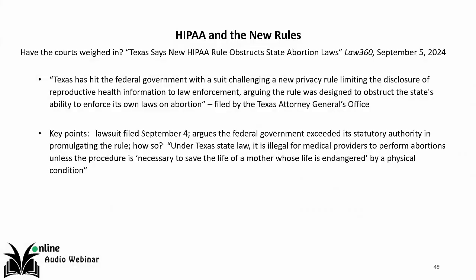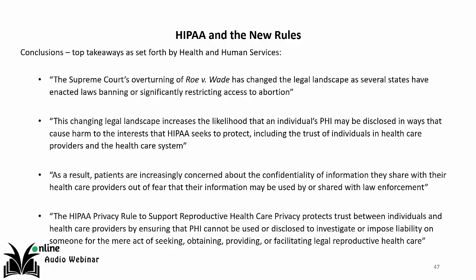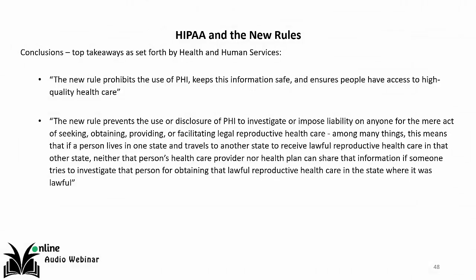So HIPAA and the new rules, you have to ask, it hasn't been around that long, have the courts weighed in? Health and Human Services has said, quote, the Supreme Court's overturning of Roe has changed the legal landscape. The changing legal landscape increases the likelihood that individuals' PHI may be disclosed in ways that cause harm to the interest that HIPAA seeks to protect. The new rule prohibits the use of PHI, keeps information safe, and ensures people have access to high-quality health care.